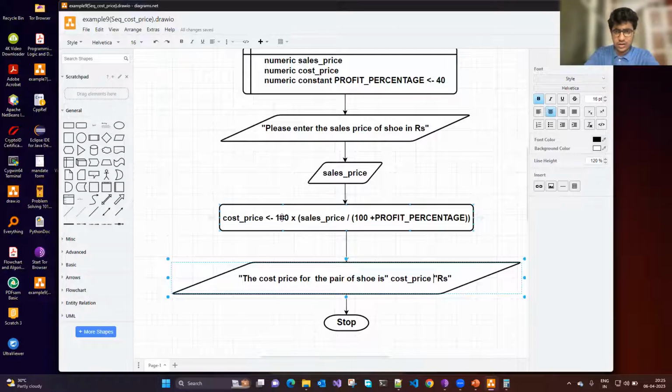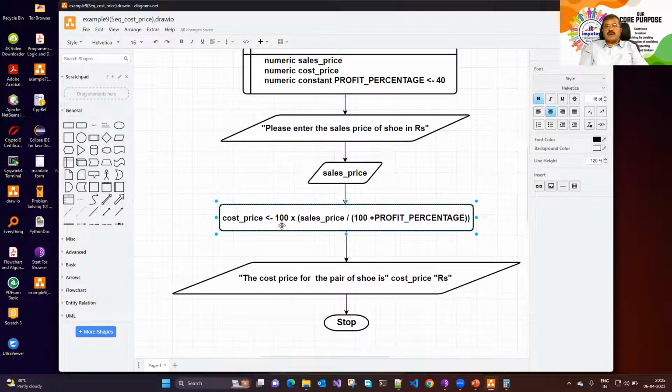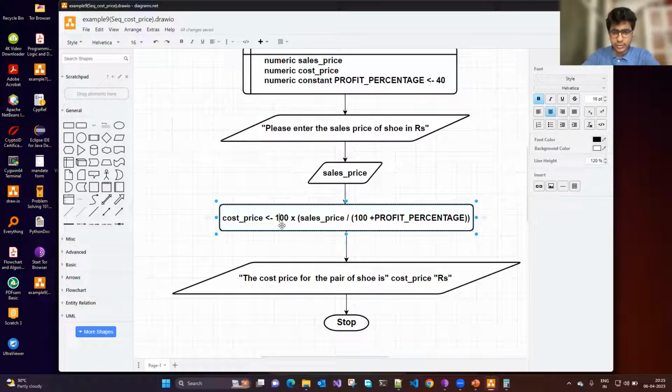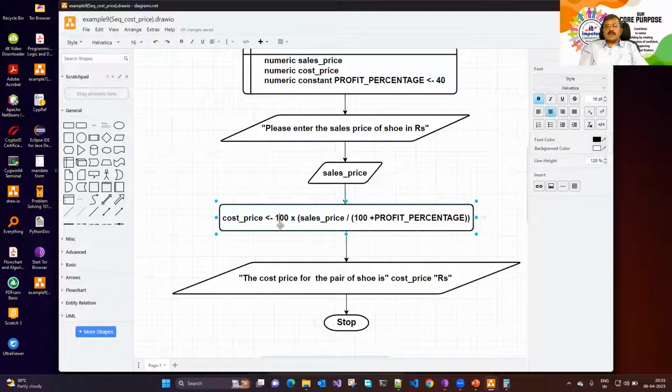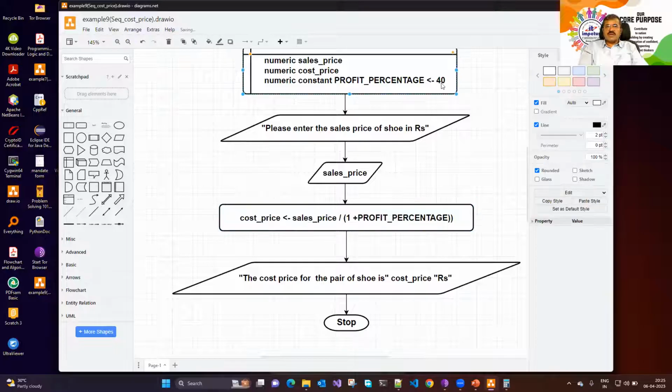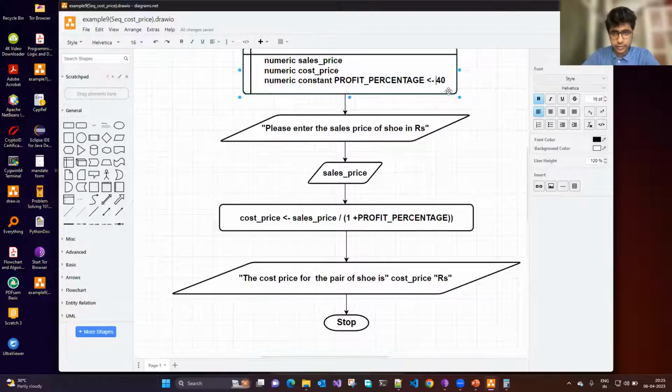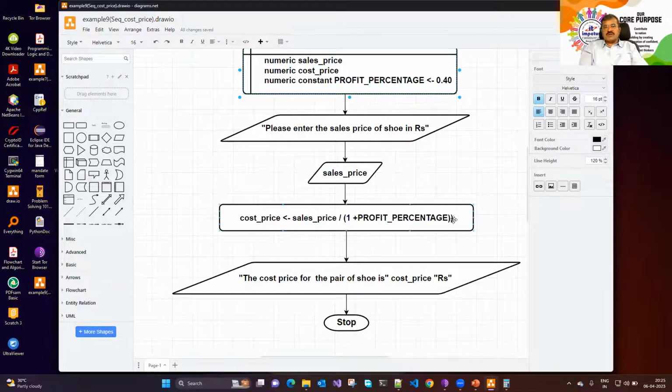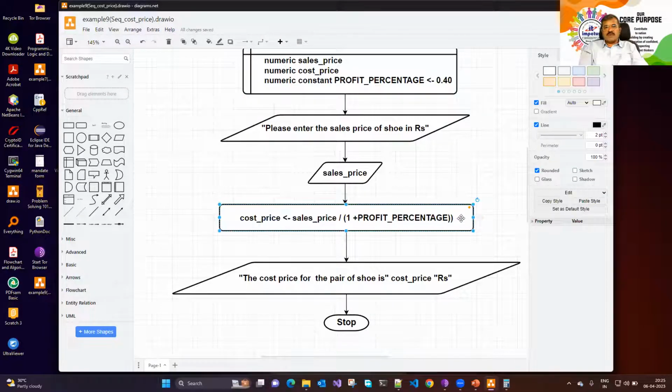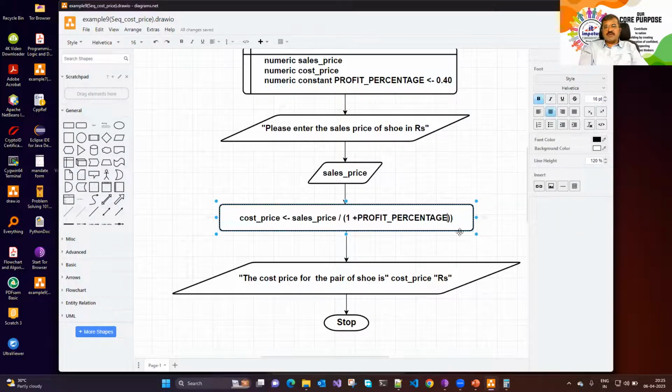हाँ सर. That you could have said. डिनोमिनेटर में भी 1 प्लस प्रॉफिट परसेंटेज. Correct. So we could just reduce the complexity. 100 वगैरह divide करने के लिए you could just say 1 plus profit percentage. But in that case, profit percentage you'll have to take as 0.4. Yes, sir. अगर आप 0.4 लेते हो, in that case, this could be the formula that we could use. It's just simplification of the formula. Formula is the same.